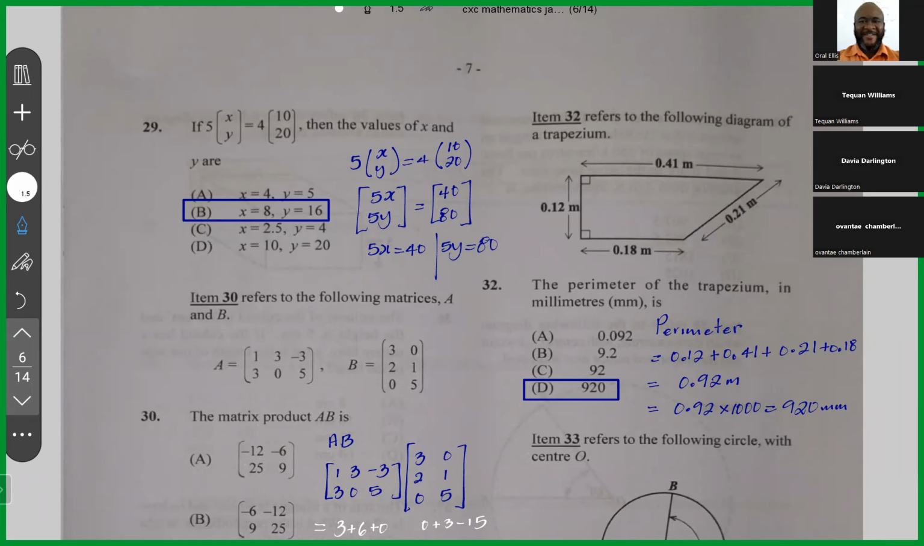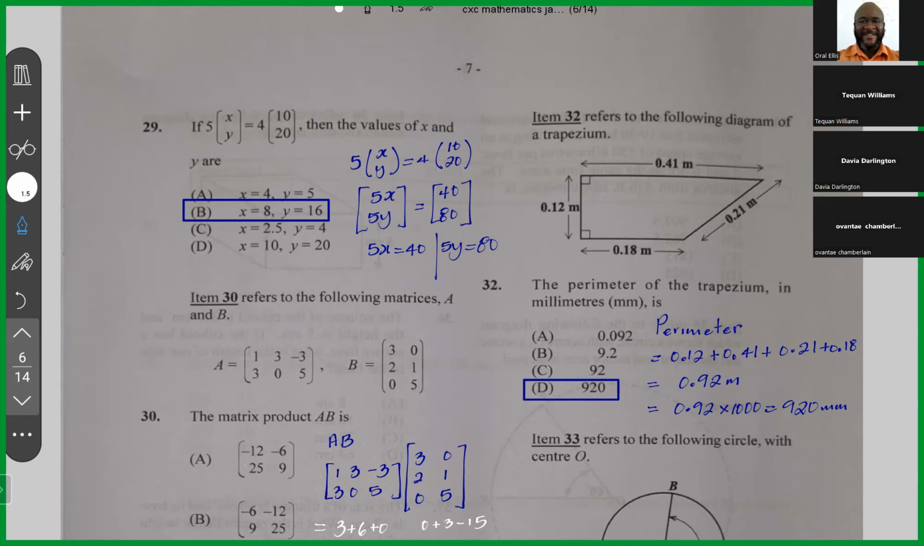So it means that 5x is equal to 40, because they're both the top elements, and 5y is equal to 80. Divide both sides by 5, and you get x is equal to 40 divided by 5 is 8. y is equal to 80 divided by 5 is 16. The answer is B. People are making mistakes. They know what to do, but they're making mistakes.